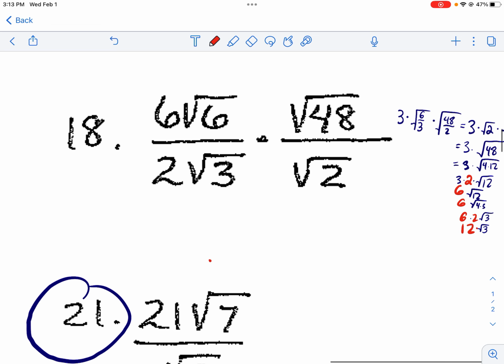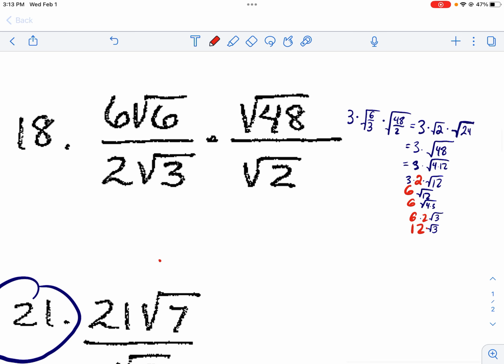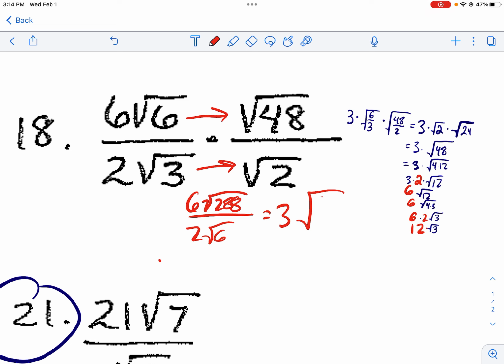Again, another way of doing this one, maybe that might work better for you, is multiplying across here. And that would give you 6 times square root of 288 over 2 times square root of 6, and then you can rewrite that as 3 times square root of 288 over 6, which I think is 48. 3 times square root of 48, which is right where we were right there, right? And the rest of the work is the same. That's another way of doing problem number 18.